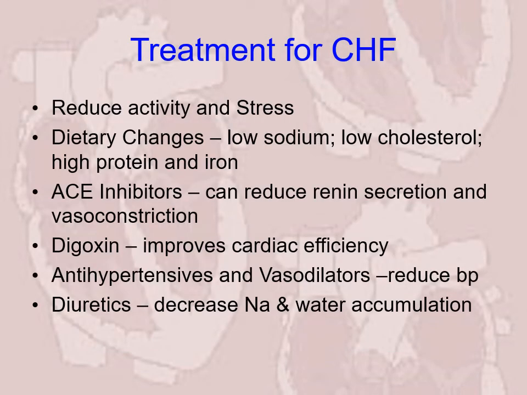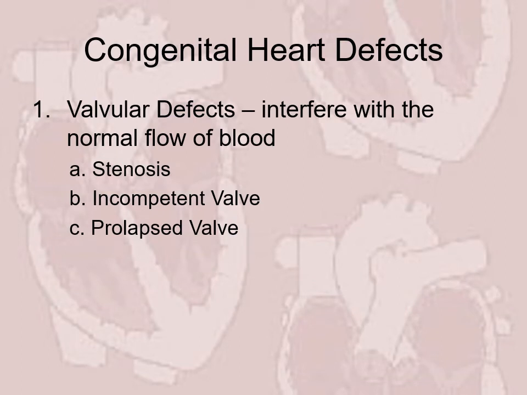Treatment for CHF: reduce activity and stress. Dietary changes: reduce sodium, lower cholesterol, increase protein and iron in the diet. Take ACE inhibitors, which can reduce renin secretion and reduce vasoconstriction. Digoxin improves cardiac efficiency. Hypotensives and vasodilators reduce blood pressure. Diuretics reduce sodium and fluid or water accumulation. So that ends CHF. Now we go to congenital heart defects.